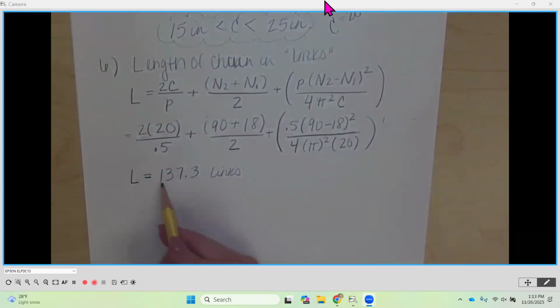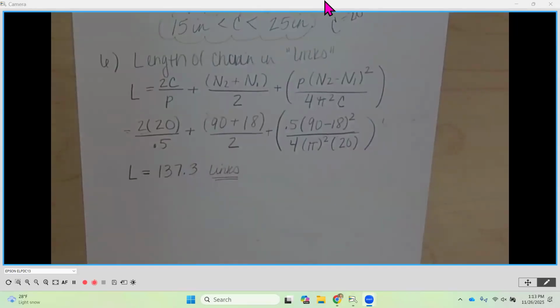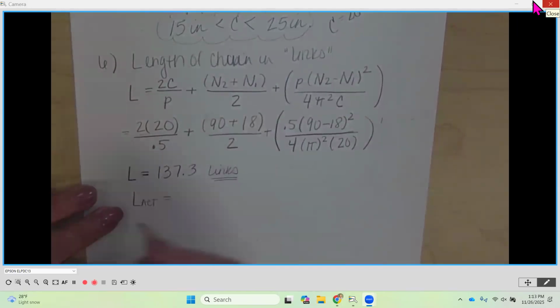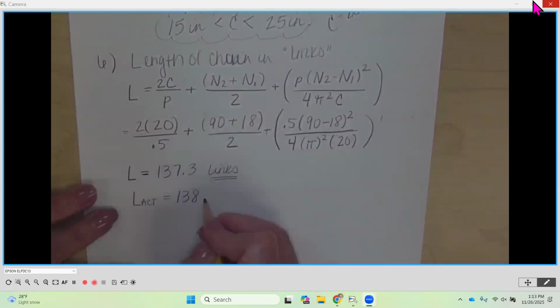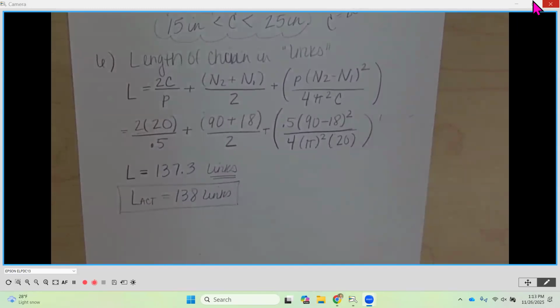Now, this is links. So as we can see here, you would have to have an integer number. Agreed? Okay. So you'll notice that it comes out to 0.3. So we can't have 0.3 of a link. So you'll notice that the book is going to round up and their actual number of links is going to be 138 links. That is going to be the number that they specify. So when we pull it off the spool, we're going to count 138 links, right?